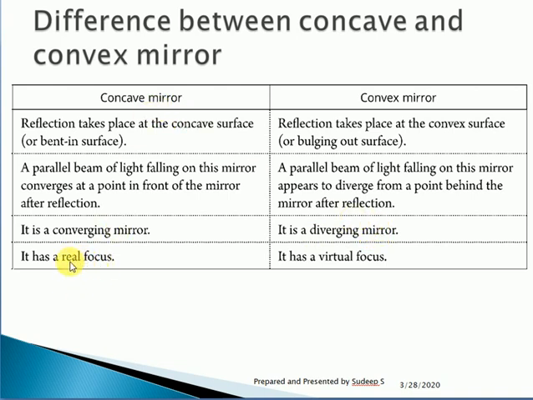Concave mirror has a real focus. That means the focus point for a concave mirror is in front of the mirror, while in case of convex mirror it has a virtual focus because the focus point of a convex mirror lies behind the mirror. Since concave mirror has a real focus, concave mirror can form real image, while convex mirror will form only virtual image.